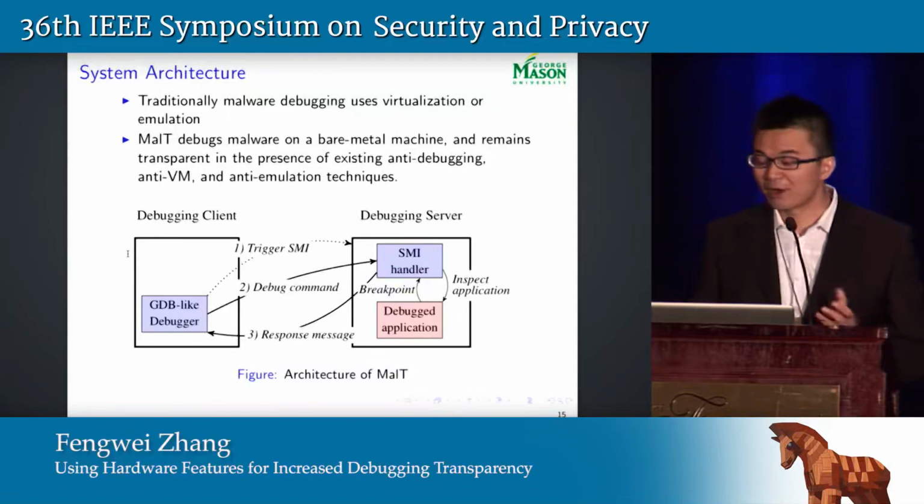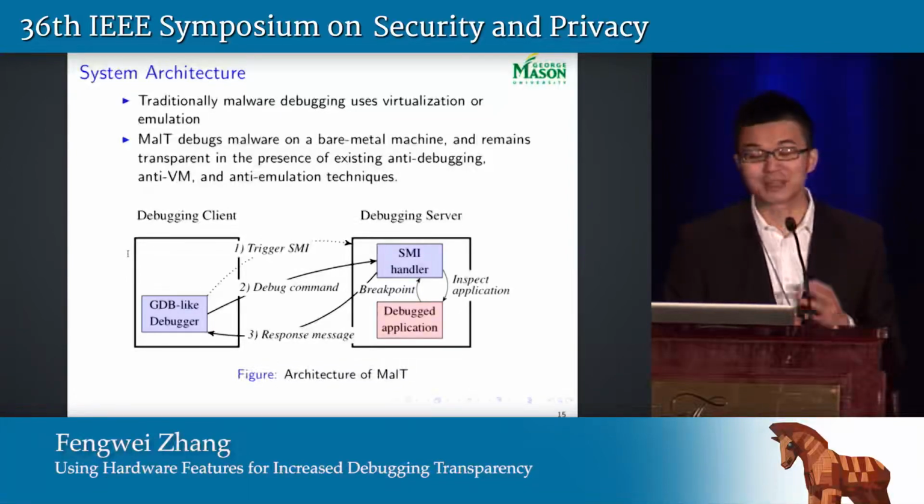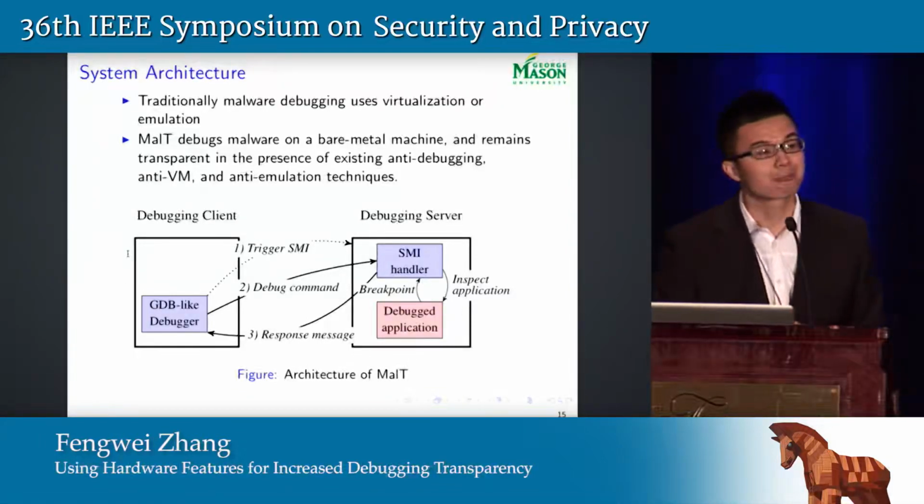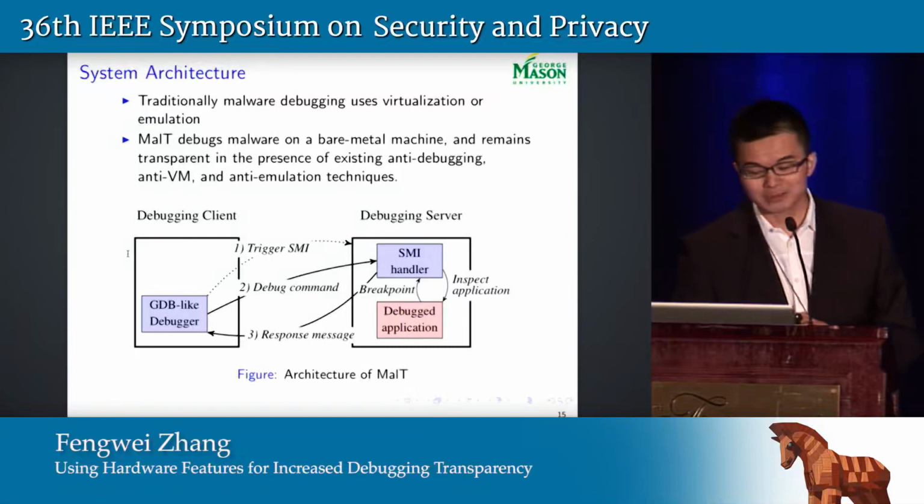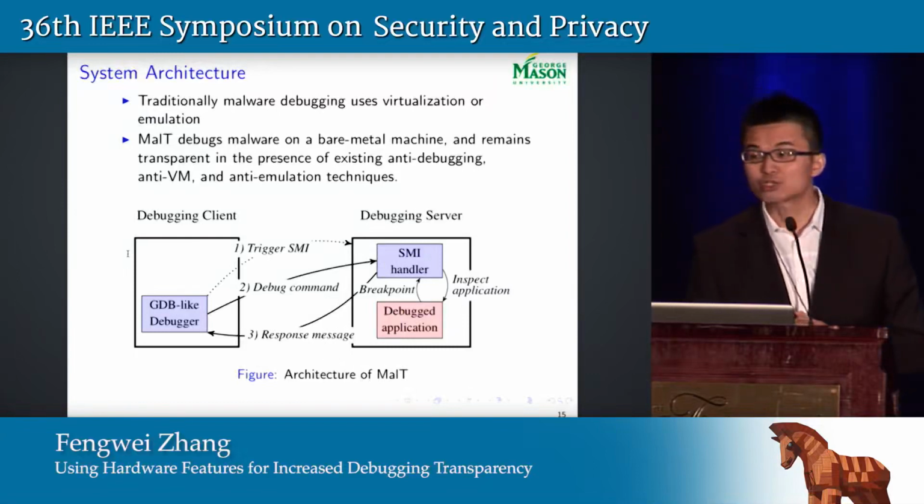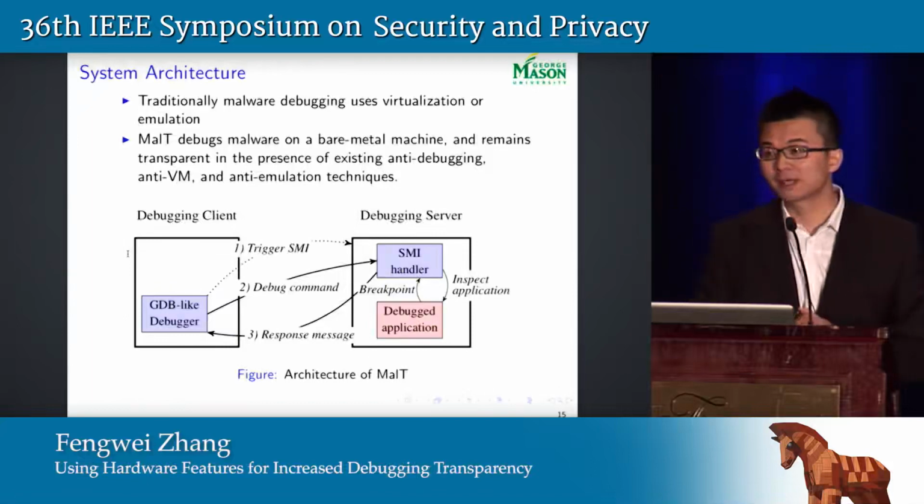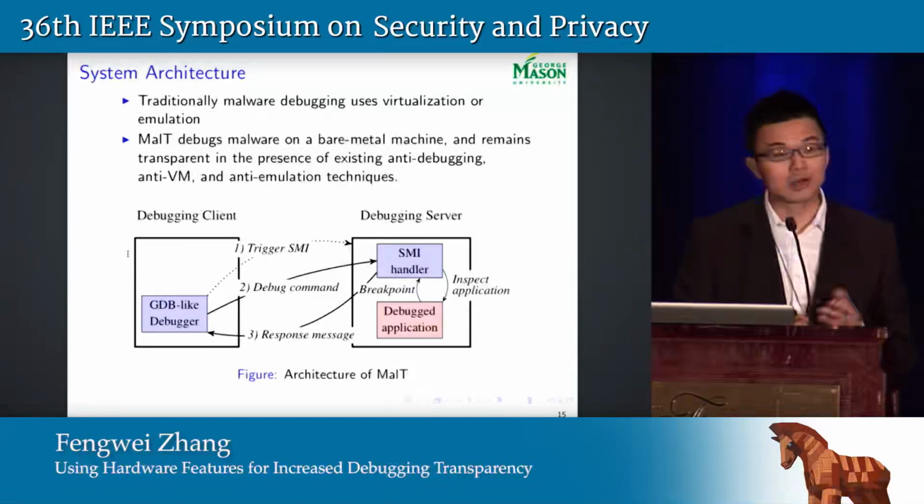MalT debugs malware on a bare-metal machine, and it can remain transparent in the presence of existing anti-debugging, anti-VM, and anti-emulation techniques. The figure below shows the architecture of the MalT system. The box on your left represents the debugging client, and the box on your right represents the debugging server. We run the debugged application on the debugging server and use the SMI handler to introspect it. We also run a GDB-like debugger on the client side.